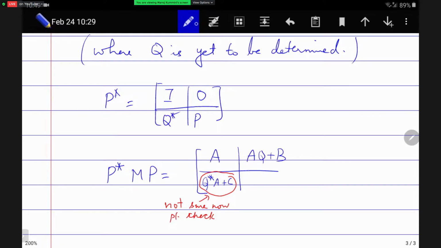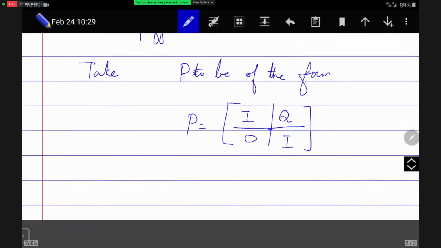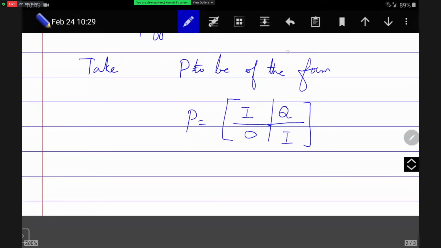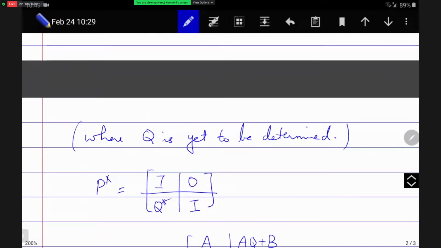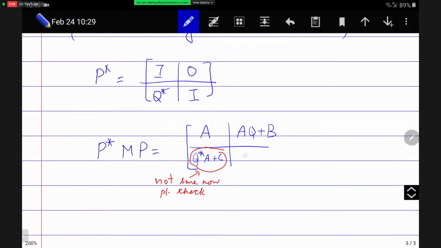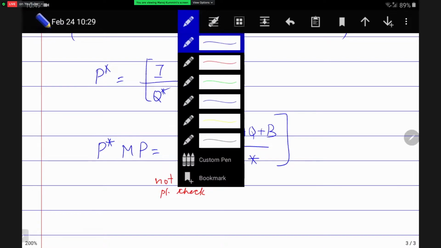And here we would get, sorry, what have I written? Here it's identity. P is like this. Its conjugate transpose will look like this. And here we would get something which will depend on this Q and D and so on. So something which will depend on Q.